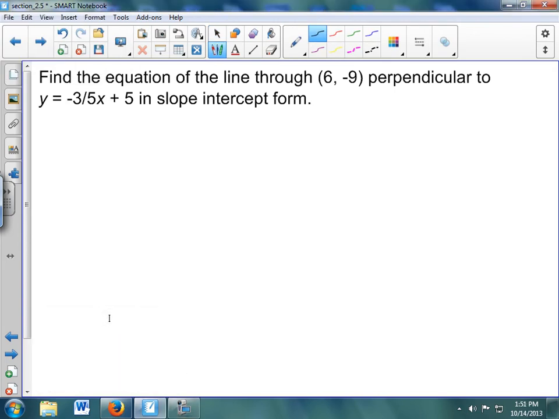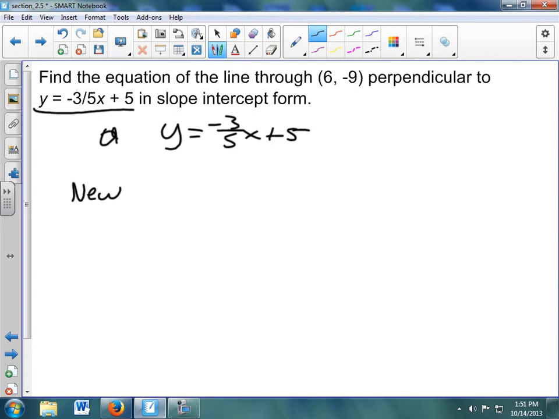Find the equation of a line through those 2 points perpendicular to this one. Well, the first thing I would do is solve this for y. It's already done. I'm going to write it down anyways. Y equals negative 3/5 x plus 5. Okay, that's my old line. Now I need a new one. I know it's going to be in slope-intercept form.